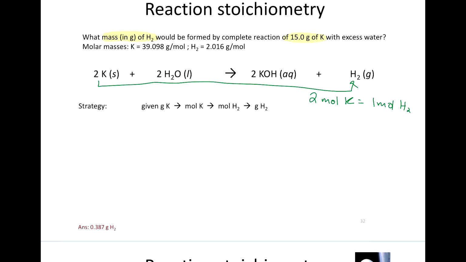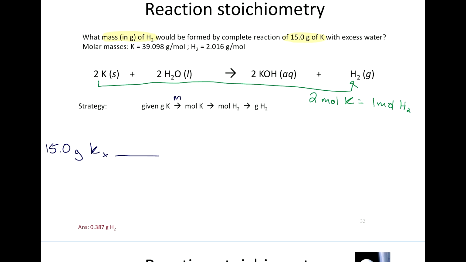But remember, in order to use this stoichiometry, this 2-to-1 ratio, we have to be in the unit of moles. So if we start with 15.5 grams of potassium, we don't have the ticket to get on the bus yet. We need to convert that grams to moles first. So how do we do that? Molar mass, yes, that we learned about earlier in this chapter.